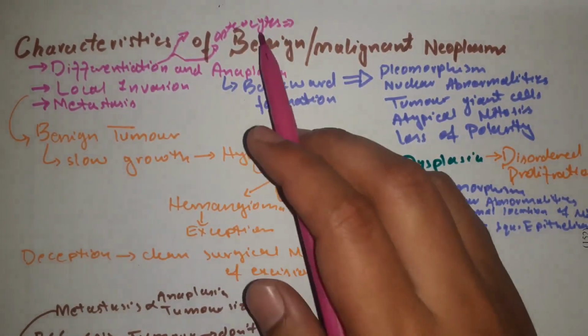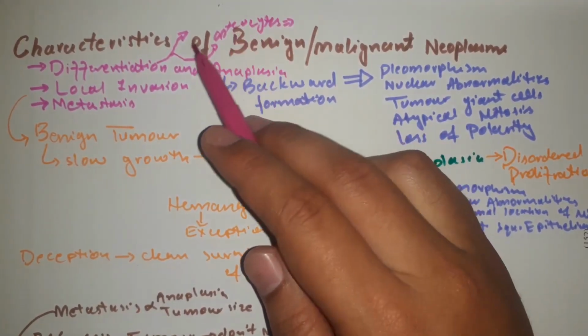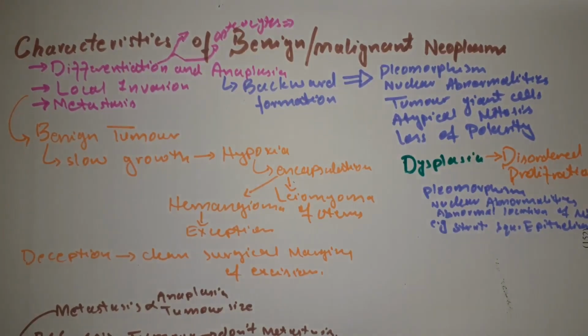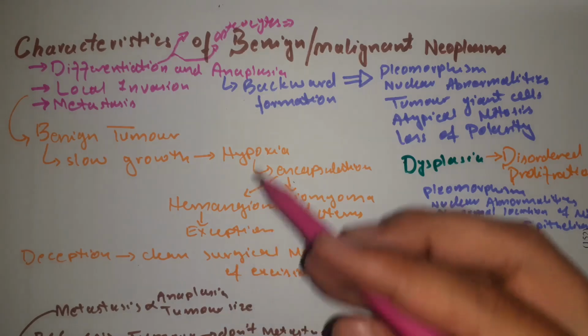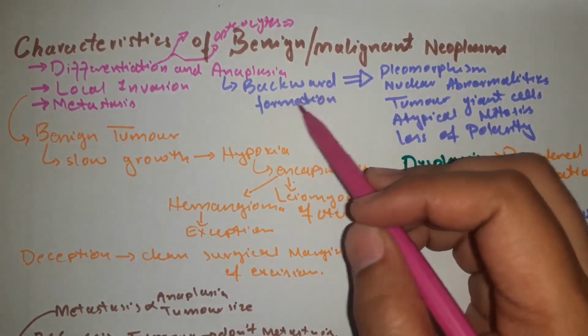So osteocytes are differentiated cells, and these arise from osteoblasts. Chondrocytes are differentiated cells which come from chondroblasts. So this is the concept of differentiation. So what is anaplasia? Anaplasia means lack of differentiation. So it is the literal meaning of anaplasia, or backward formation.